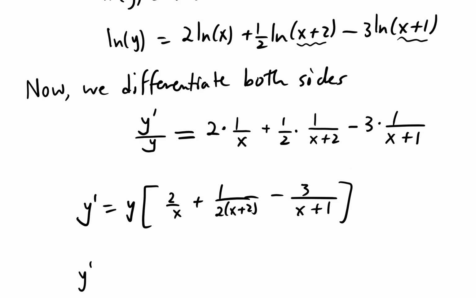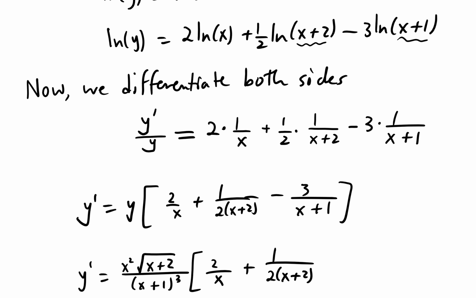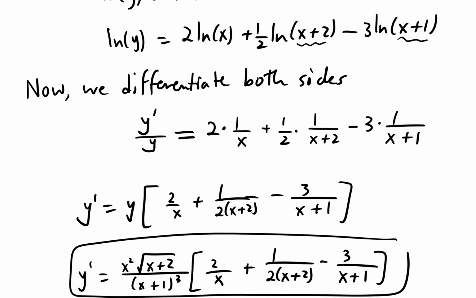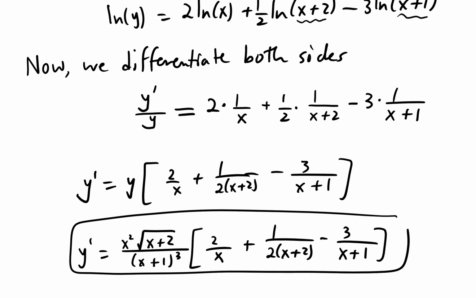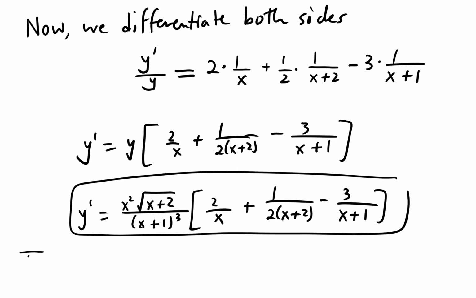Y was given to us as x squared root of x plus 2 over x plus 1 cubed, and keep everything else the same inside the bracket. You don't have to simplify more, you can just leave it like that. Again, this is called logarithmic differentiation.